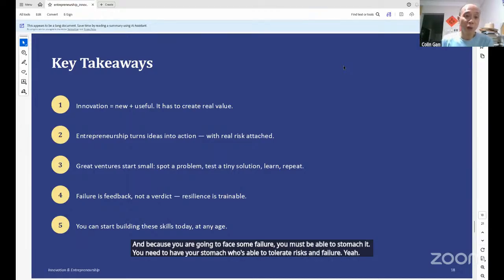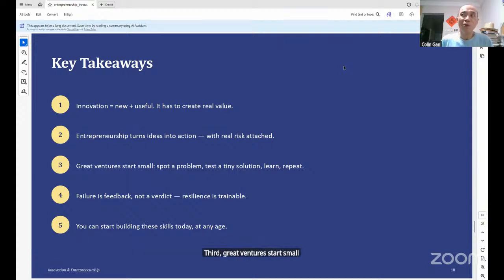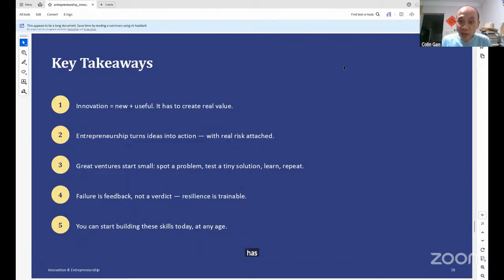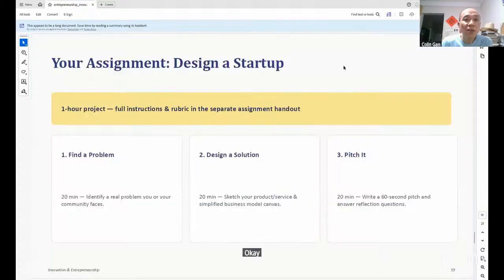Third, great ventures start small, okay? Don't be over ambitious. Don't do something beyond your own limit. Spot a problem, a good problem you can solve. Test a tiny solution, then learn about it and repeat and repeat and repeat, you know? Number 4, do not view failure as the end of the world. It is not. Failure allows you to have feedback, it's not a judgment, and you can learn to be resilient. So last point, you can start building these skills today at any age. Okay. That's the end of my lecture.